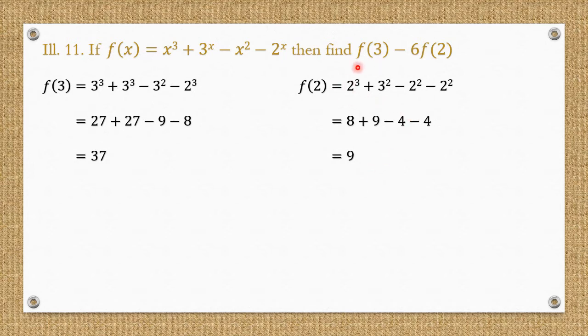Now what we need here is f(3) minus 6 times f(2). So f(3) is 37, whereas 6 times 9, 9 6s are 54. So 37 minus 54 is negative 17. So these are the kind of questions which we might face when we are solving the concept of real functions. It is very easy, very simple, something which actually you have been doing since secondary standards.